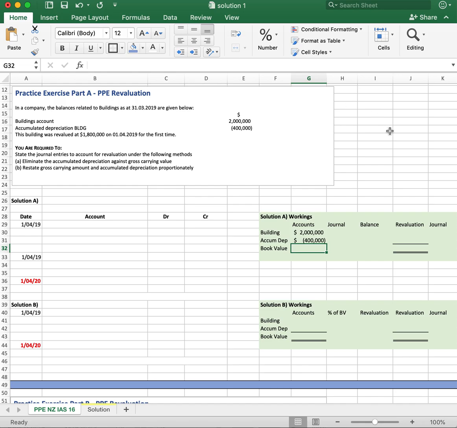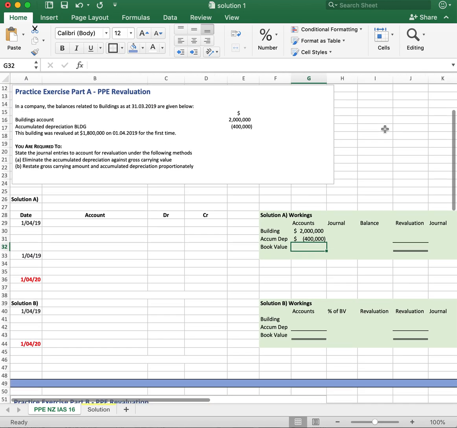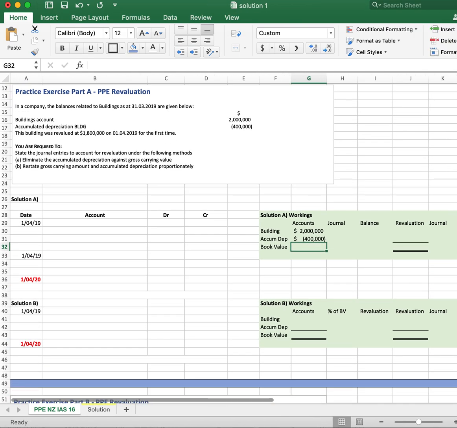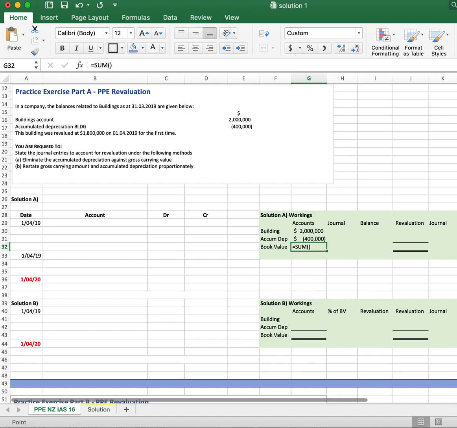Okay, so that gives us the book value. So that's all well and good. The first thing we need to do is get rid of that accumulated depreciation, right? So we do a journal to get rid of that accumulated depreciation, into that building account.